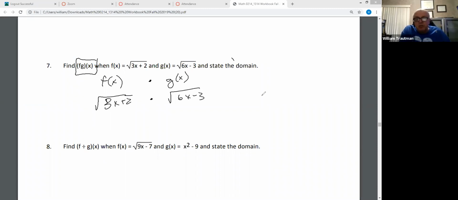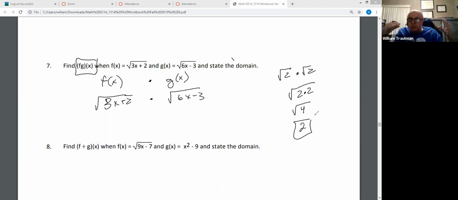Now you have to remember a square root rule. I don't remember us doing this, but let me just show you. The square root of 2 times the square root of 2. If you have two square roots multiplied together, you can squeeze them together and multiply on the inside. Square root of 2 times 2 is the square root of 4, and the square root of 4 is just 2. So when you have square roots, you can squeeze them together and multiply.